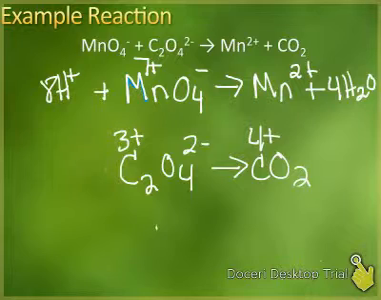So we need to do the same thing to our bottom one. We need to balance everything but hydrogen and oxygen first. So now we need to balance our carbons. How do I balance my carbons? I put a coefficient of 2 in front of carbon, so that fixes my carbon problem and my oxygen problem, right? So do I need to add oxygens and hydrogens? Nope, because I'm already balanced.